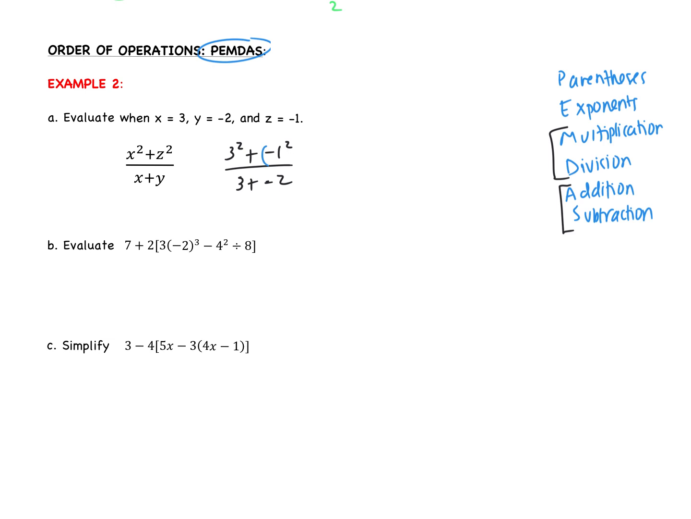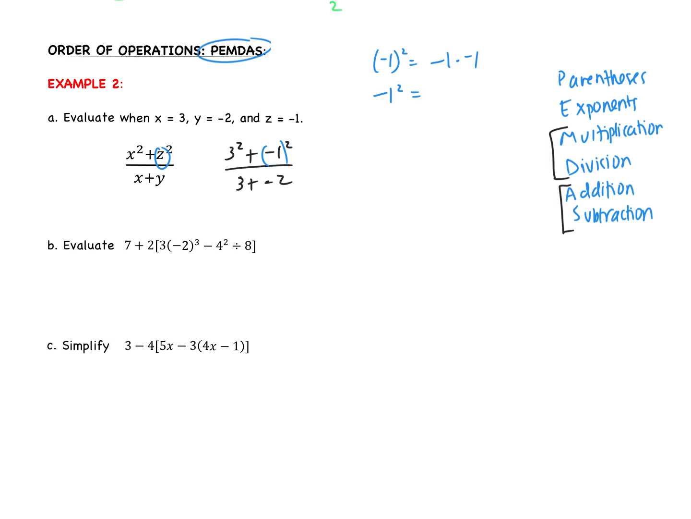-1 has to be in parentheses. We are squaring all of z. Z is -1. Here's why that matters. (-1) squared, what that means is -1 times -1. If I write it instead like this, what does that mean?